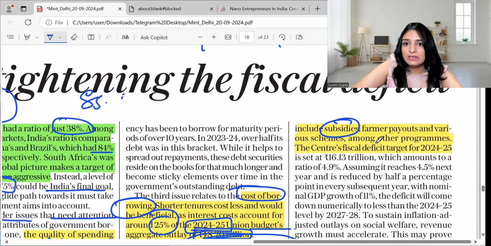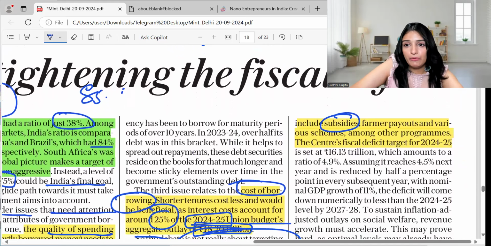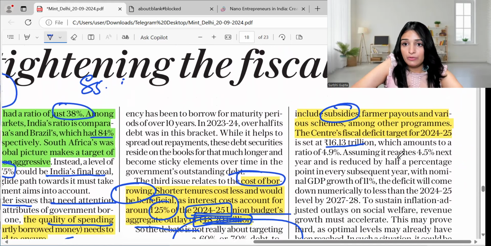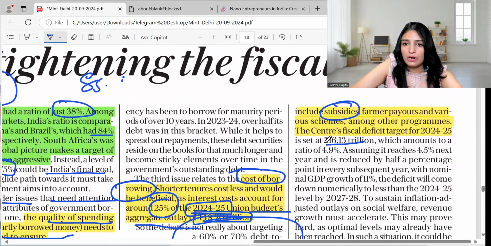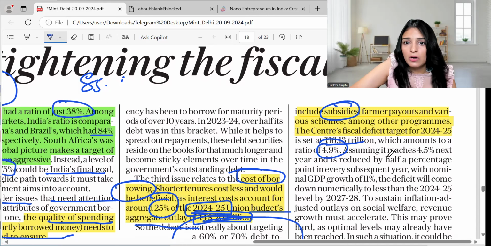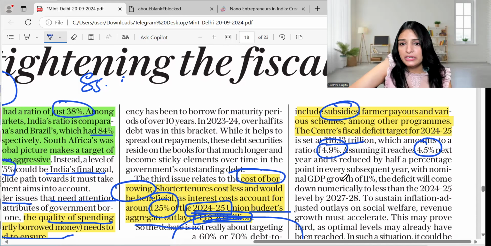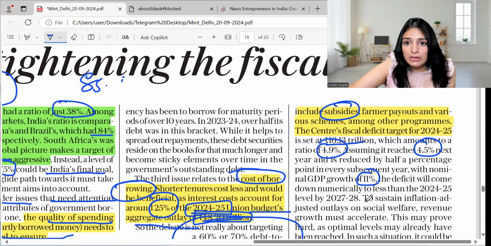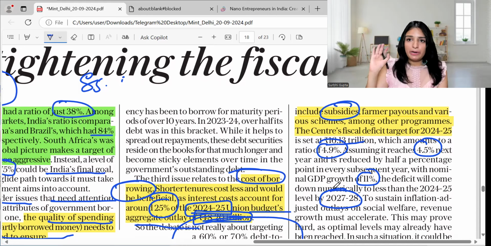The central fiscal deficit target for 24-25, that is this current year, is set at rupees 16.13 trillion, which accounts for around 4.9%. So we should not say 3%, 4%. This is what we are targeting right now. Assuming it reaches 4.5% next year and is reduced by half a percentage point in every subsequent year, with nominal GDP growth of 11%, which is right now somewhere around 7.2%, the deficit will come down numerically to less than the 2024-25 level by, तो वो कह रहे हैं लेस आ जाएगा ईयर 2027 का.